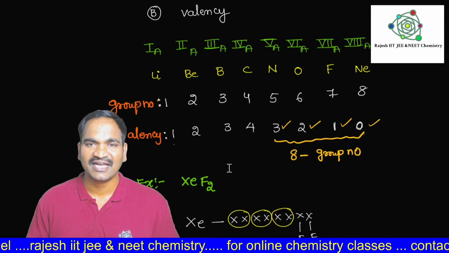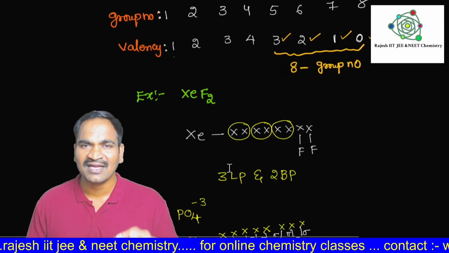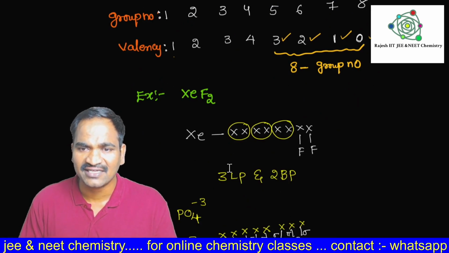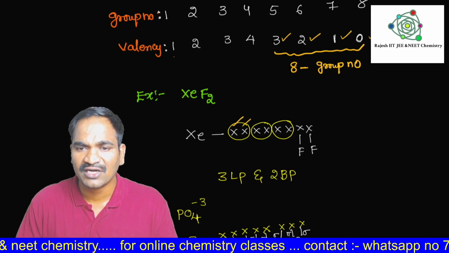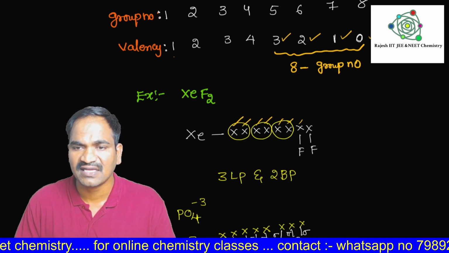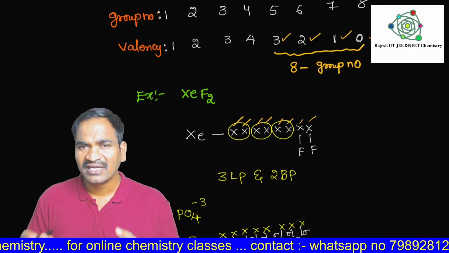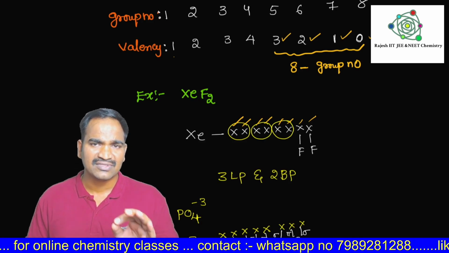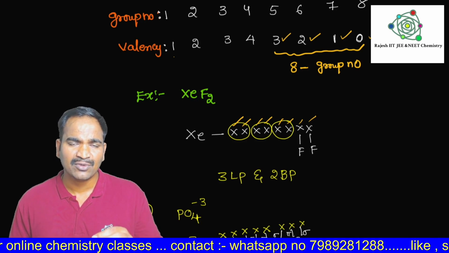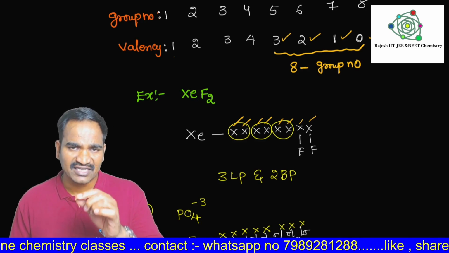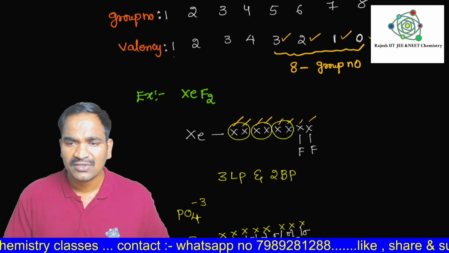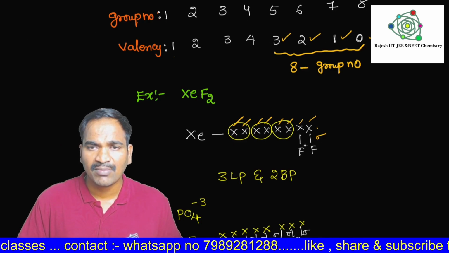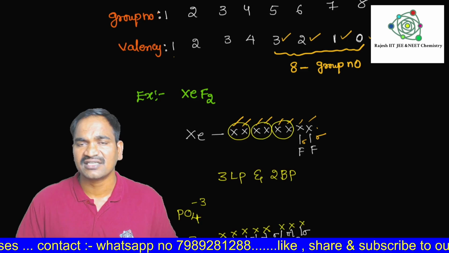Now take this example, xenon difluoride. Xenon, as you all know, has group number 8. That's what I have written here: 1, 2, 3, 4, 5, 6, 7, 8 electrons. Now the bonded atom's valency. The bonded atom is fluorine. Fluorine belongs to the 7A group, and 7A group elements have valency 1. That means they can form 1 bond.